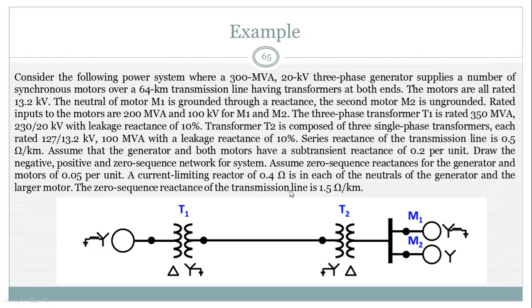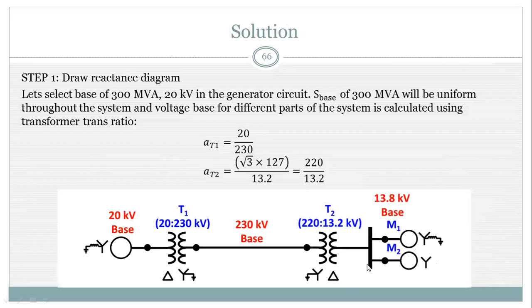So the transformer reactance for zero sequence is not given in the question. It means that the positive sequence reactances of transformers T1 and T2 are the same for the zero sequence network. Now, at first, our base is 20 kilovolt for the generator base and 300 MVA.